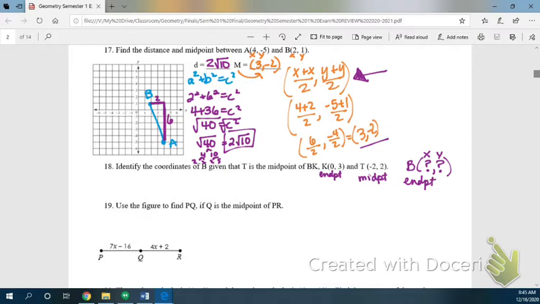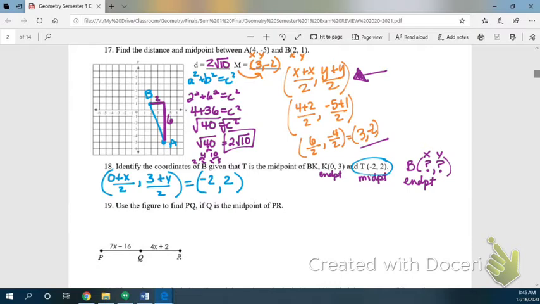So if I set it up the same way, I would have my endpoints added together. My endpoints for my x's are 0 and x, we don't know what it is, divided by 2. My y's are 3 and I don't know what the other y is, divided by 2. Those are my endpoints, and we're supposed to get the midpoint. My midpoint they actually gave us is negative 2, 2.